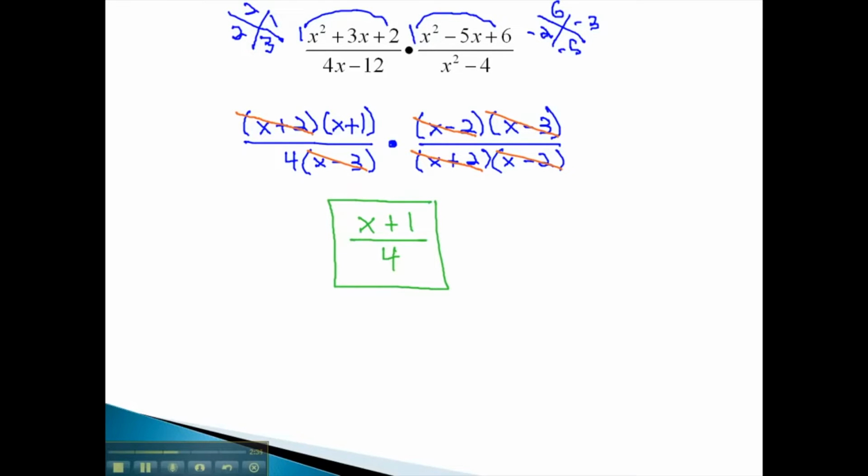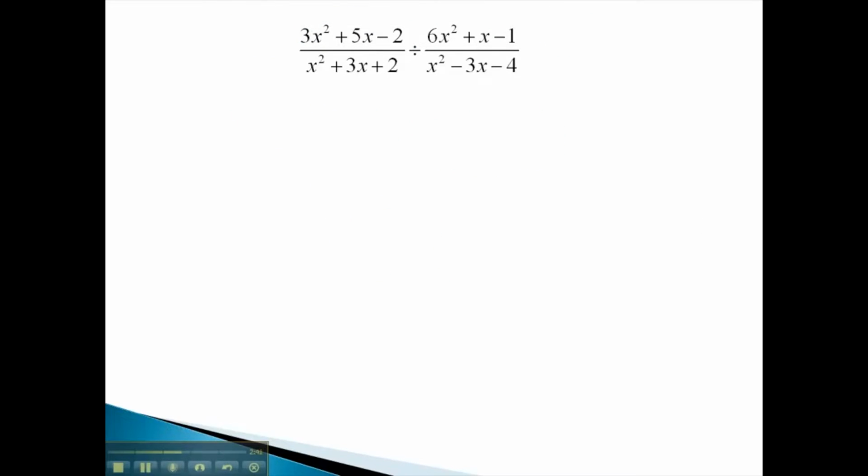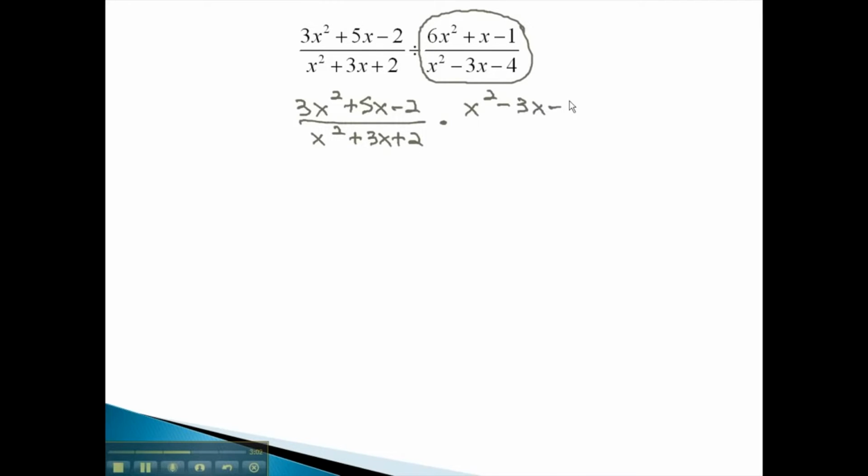Let's take a look at one more example where we have to factor first before we're allowed to reduce as a result of the pluses and minuses in the problem. In this problem, you notice we're also dividing, so we will have to take the second fraction and flip it. So what we have is 3x squared plus 5x minus 2 over x squared plus 3x plus 2 times x squared minus 3x minus 4 over 6x squared plus x minus 1.